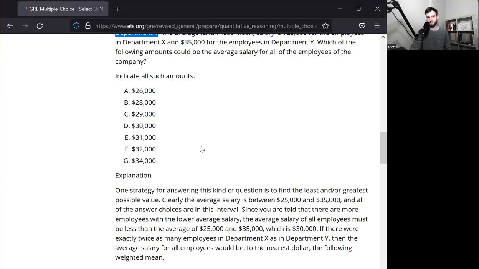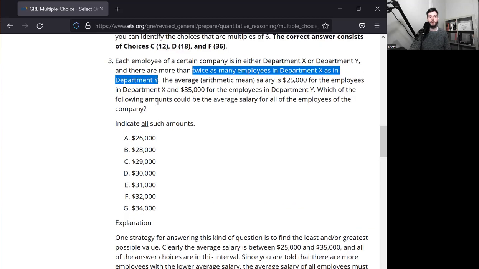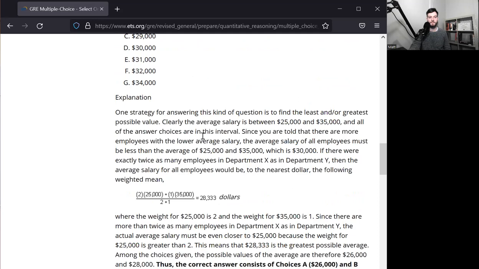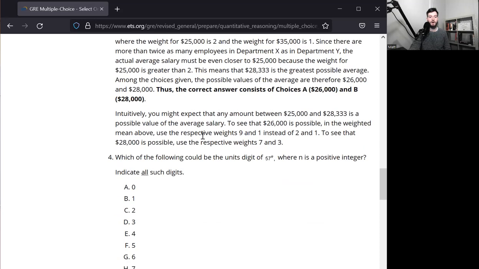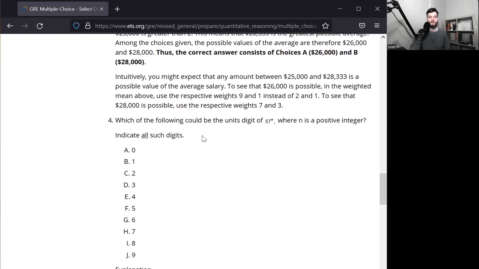What are your answers? A and B. They're between our two extremes. Solving for extremes is very important in the GRE. It will save a lot of time too, because anything in between is a waste of time between the two extremes. Solving for anything in between would be wasting your time. Okay. Number 4.